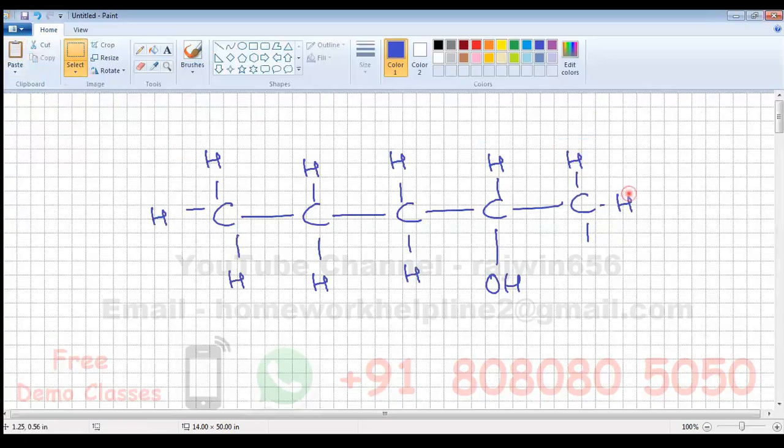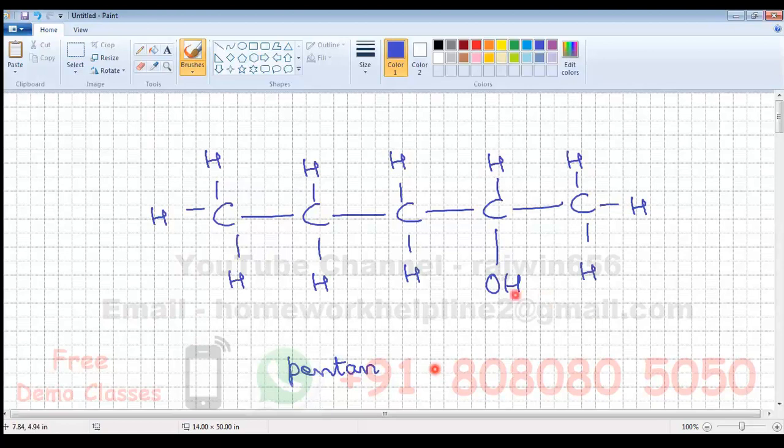Give me the IUPAC name of this compound. It's pentane at the end. Five carbon atoms are there, longest chain. So it is pent, single bonded, so an. Pentanol, because OH is there.